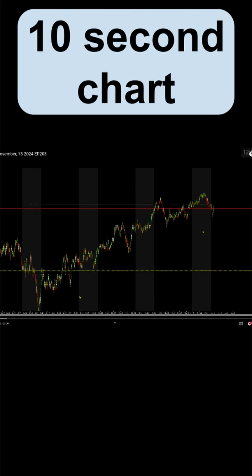Now we zoom into a 10-second chart. This red line up here is the top of that range we marked on the 30-minute chart. This yellow line here is the midpoint. Notice how the price action is trending up and channeling. Look at the price action right here in this section. We'll zoom in on it.